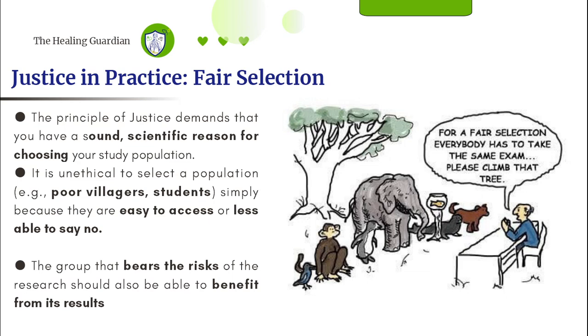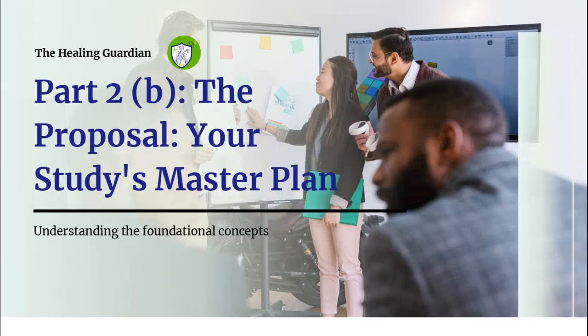So the group that bears the risks of the research should also be able to benefit from its results. If you have carried out testing of a drug, the participants or that village where you did this intervention, this test, they should be among those who will receive that drug at accessible prices or even free of charge. That is what beneficence emphasizes. So you don't choose participants because it is easy. Dealing with children, there are many ethical issues. There should be informed consent and assent.